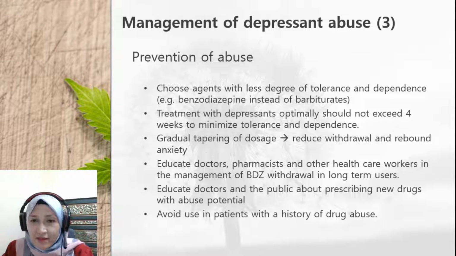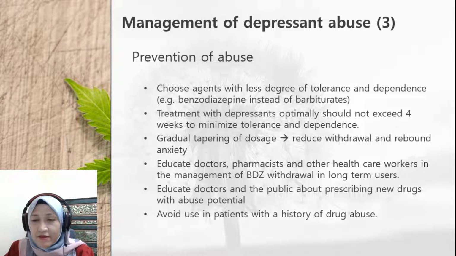How to prevent the abuse? Whenever we want to prescribe to the patient or dispense to the patient benzodiazepine or barbiturates or any depressants, we have to choose agents with less degree of tolerance and dependence. For example, within groups, benzodiazepine is the better choice instead of barbiturates.